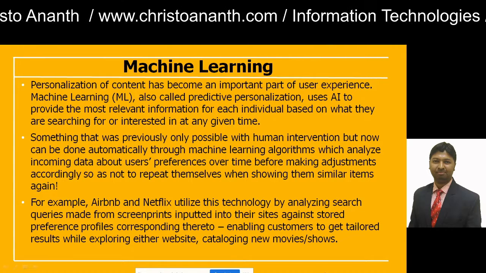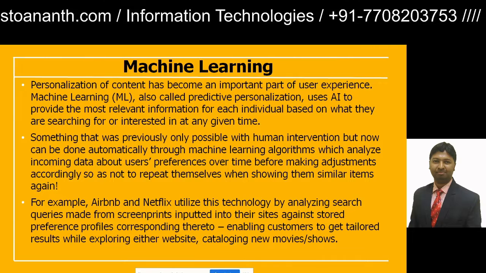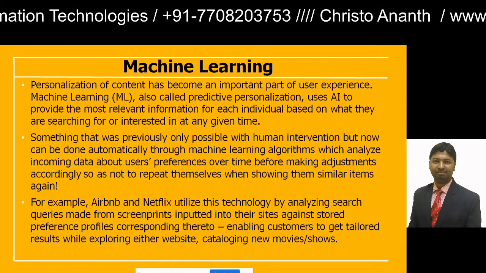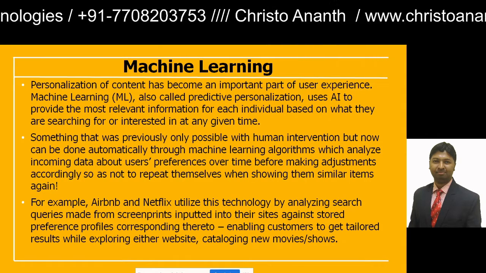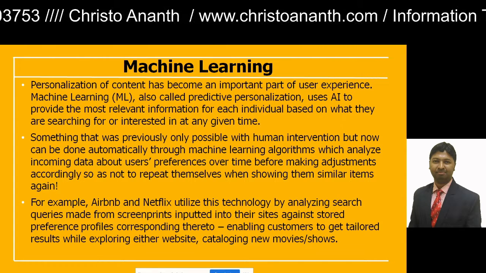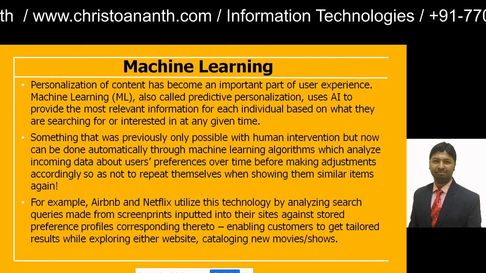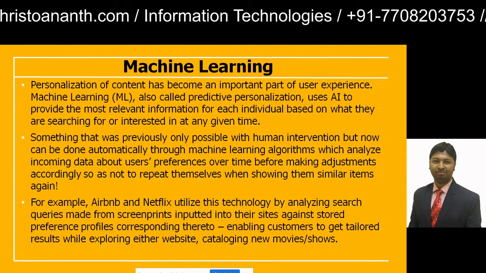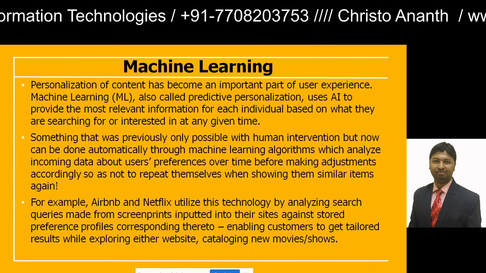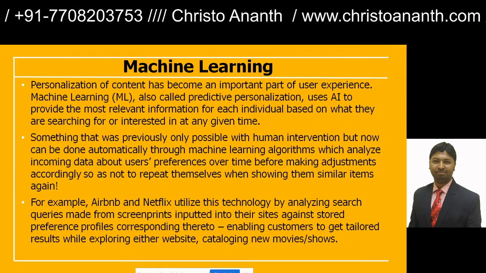This is the most important part in this trending world. This is ML, machine learning. Here, personalization of content has become an important aspect of user experience, and ML, or machine learning, is also called predictive personalization, which uses artificial intelligence to provide the most relevant information for every individual based on what they are searching for or interested in at any given point of time.